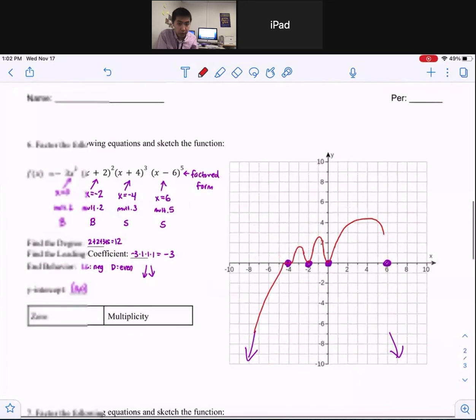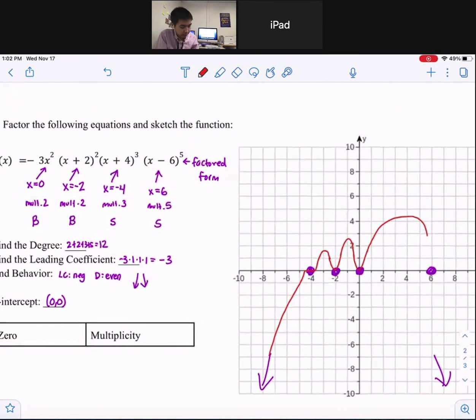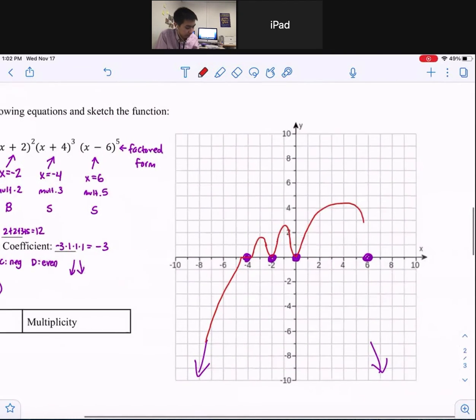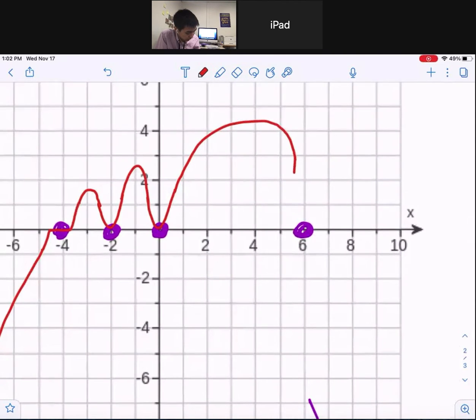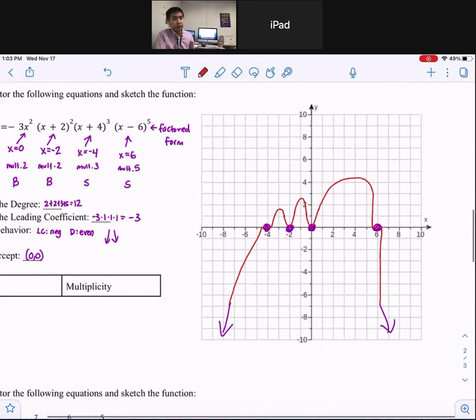The next 0 we're approaching is 6. So at x equals 6, that is a slide. So we go up to 6. We're going to slide at 6, so a nice horizontal line, and then just drop it down. And that is what your graph should look like to some degree, just like that. Okay.